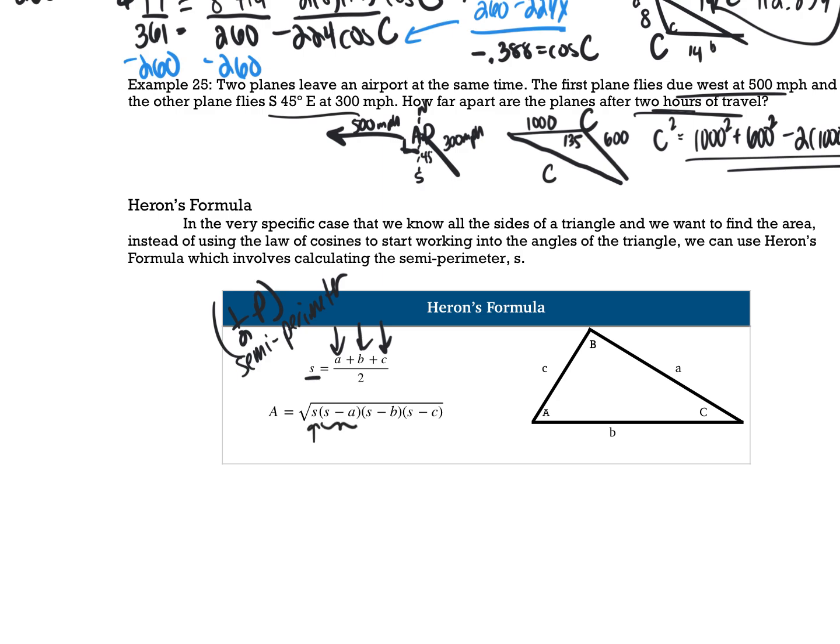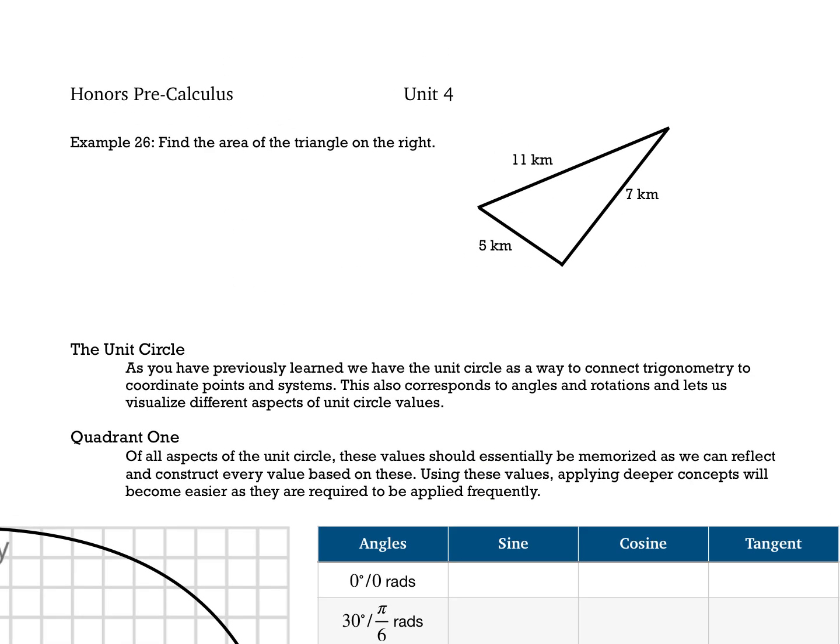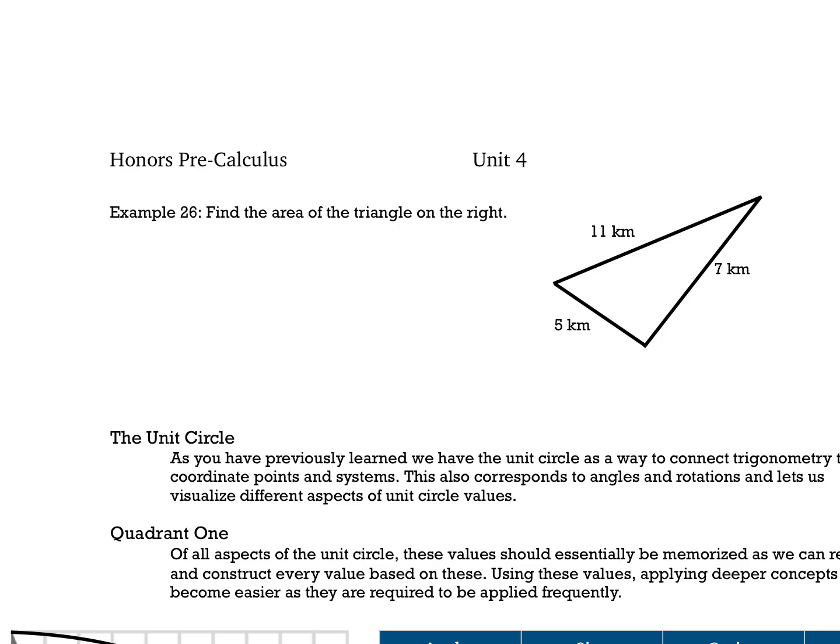The semi-perimeter times the semi-perimeter minus the one side, minus the second side, minus the third side, and then you take the square root of it. It's very formulaic. So we're just going to do one quick example here. If I want to find the area of this non-right triangle, I first want to find the semi-perimeter, which is just 11 plus 7 plus 5, divided by 2. 11 plus 7 plus 5 gets me 23. Divide that by 2 is 11.5.